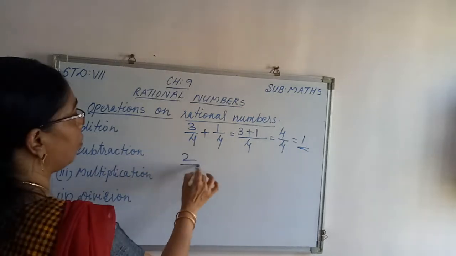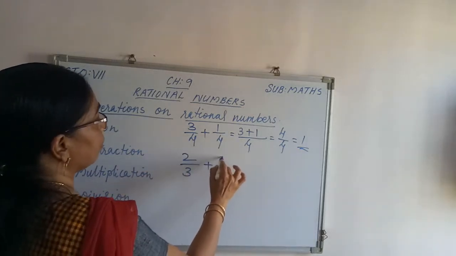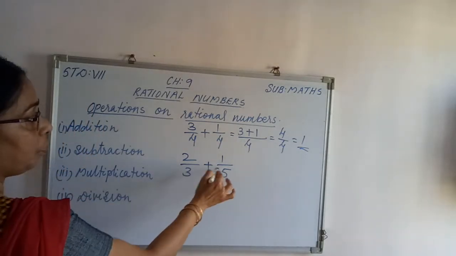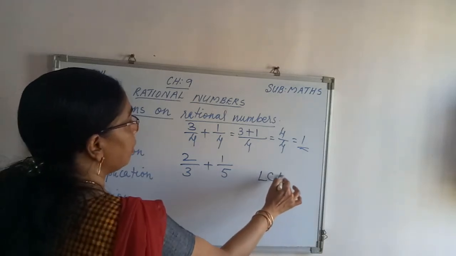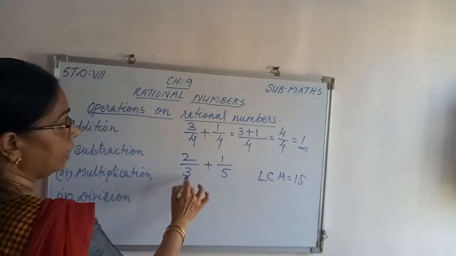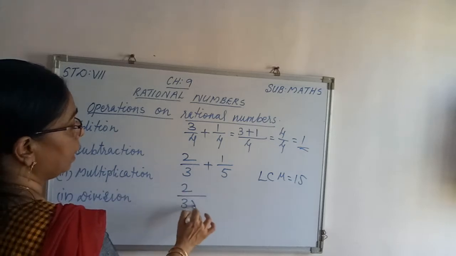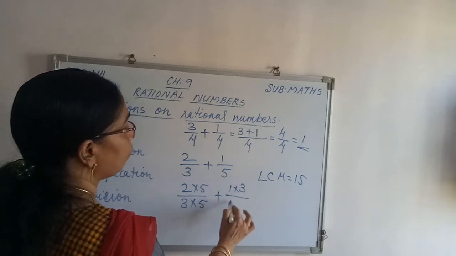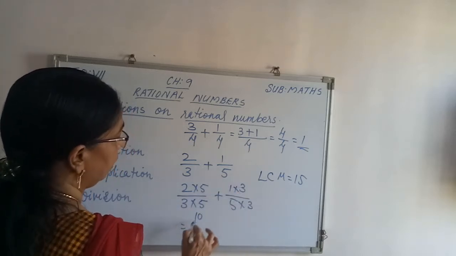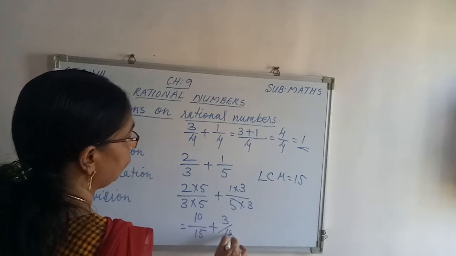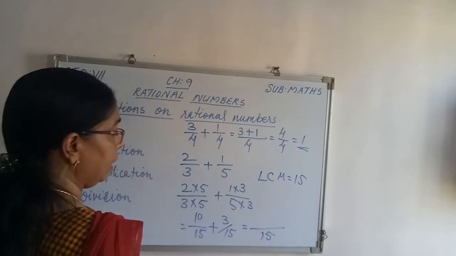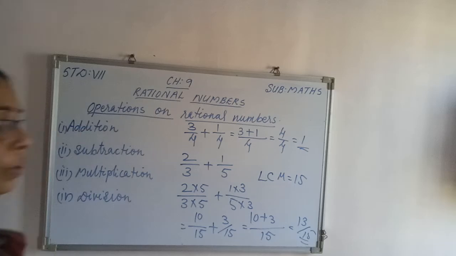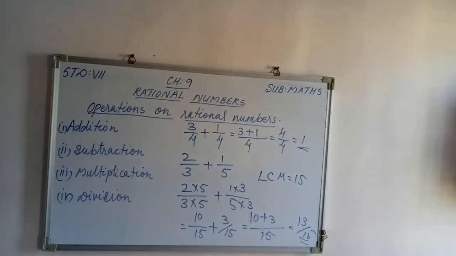For example, 2/3 plus 1/5. So here you have to take the LCM of 3 and 5, which is 15. So now we can add it. 3 into 5, 15, then 2 also into 5, plus 1 into 3 upon 5 into 3. That's equal to 10/15 plus 3/15. So 15 is the common denominator. Then 10 plus 3, 13/15. This is how we can add two rational numbers with different denominators.